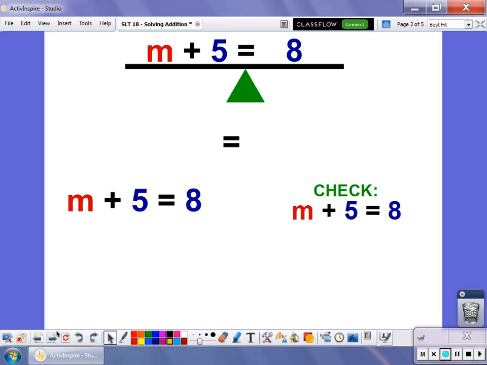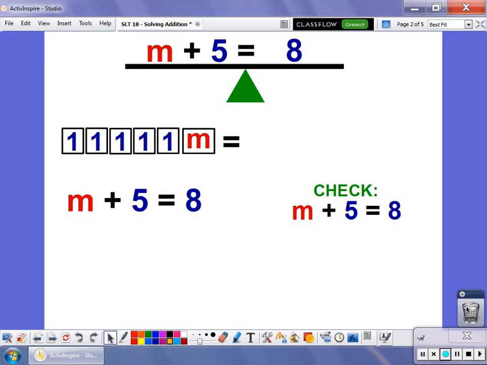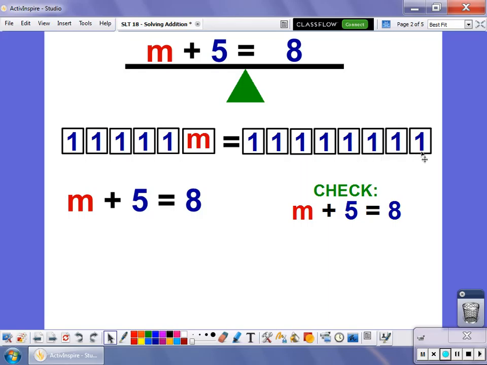Okay? Imagine this right here is like a balance. It's equal, so it stays nice and level. M plus 5 is going to look like this. So we have M plus 5. 1, 2, 3, 4, 5. Oops. On this side, we have 8. So if you count, 1, 2, 3, 4, 5, 6, 7, 8. And they're equal, which means this is balanced because these two things are the same.